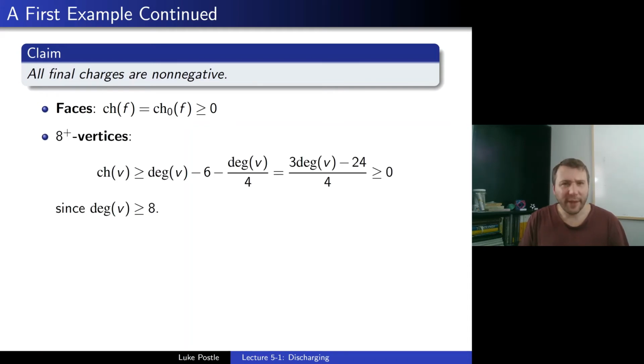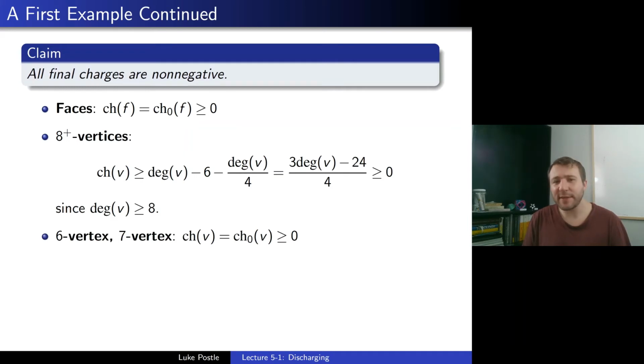What about 8 plus vertices? Well, they're the ones giving away a lot of charge. So the charge of them is, well, it's degree of v minus 6, that's the initial charge, and they could give away a quarter to every neighbor. So that's a degree of v over 4. So if you rewrite that, you'd get 3 degree of v minus 24 over 4, but since the degree is at least 8, that number is always non-negative. So 8 plus vertices will be fine.